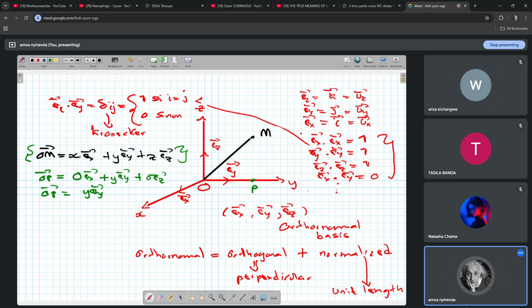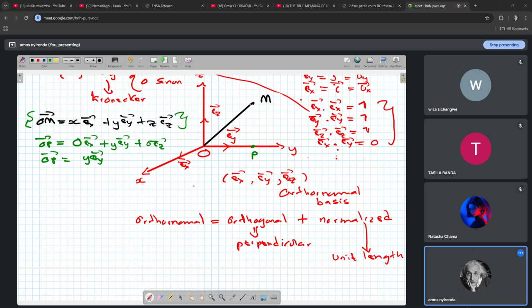So, one last thing about these unit vectors: EX, EY, and EZ are constant. What do I mean? I mean, if I take the derivative, la dérivée par rapport au temps, they are constant. They are constant with respect to time.